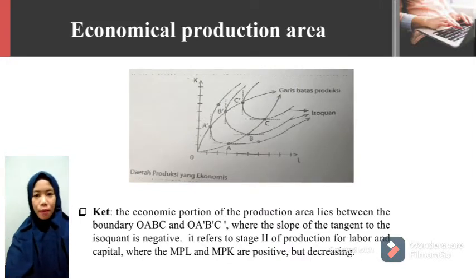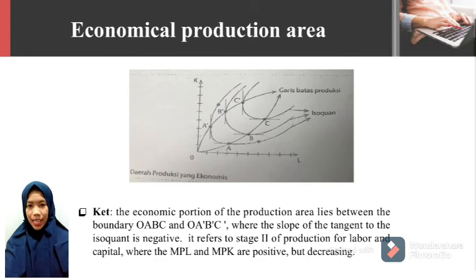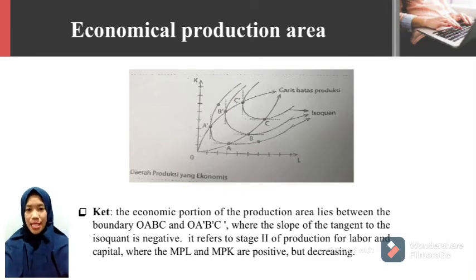Next is economical production. You can see the graph for economical production. We can assume from the graph that the economic portion of the production area lies between the boundaries OABC, where the slope of the tangents to the isoquant is negative. It is referred to as the stage of production for labor and capital, where the MPL and MPK are positive but decreasing.